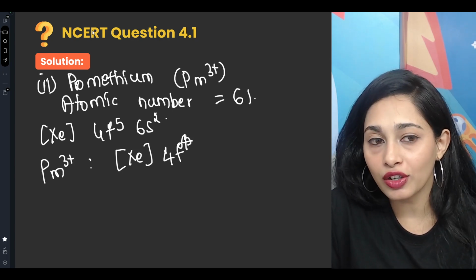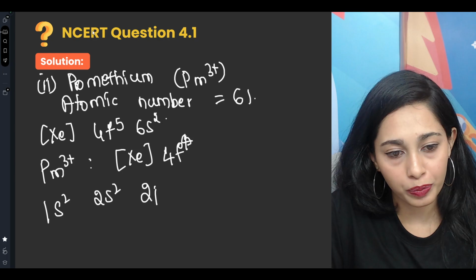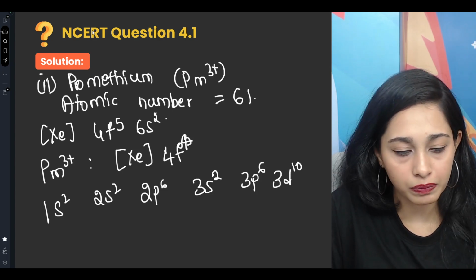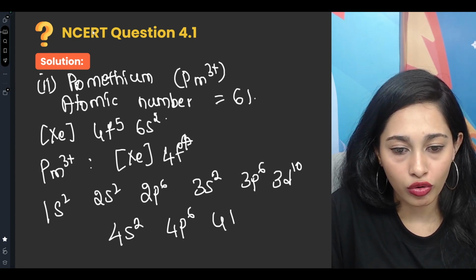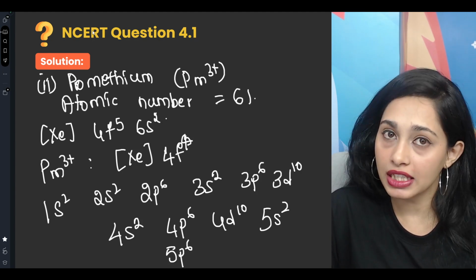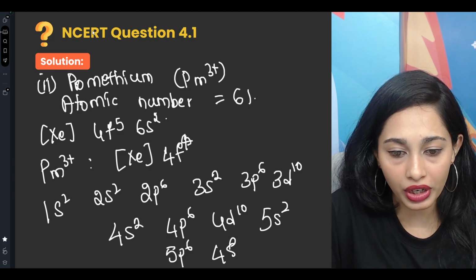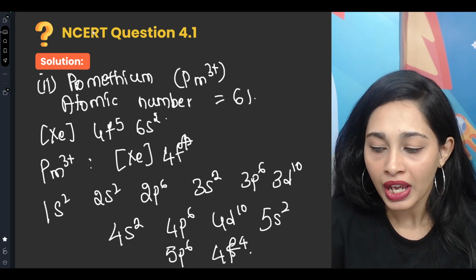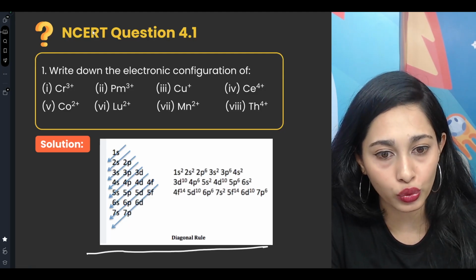So let me write the configuration of xenon: 1s2 2s2 2p6 3s2 3p6 3d10, 4s2, 4p6, 4d10, 5s2 5p6. This is the electronic configuration of xenon, and then for promethium it is 4f4. This is the electronic configuration of the promethium 3 plus ion. And while writing the electronic configuration, we need to follow the diagonal rule.